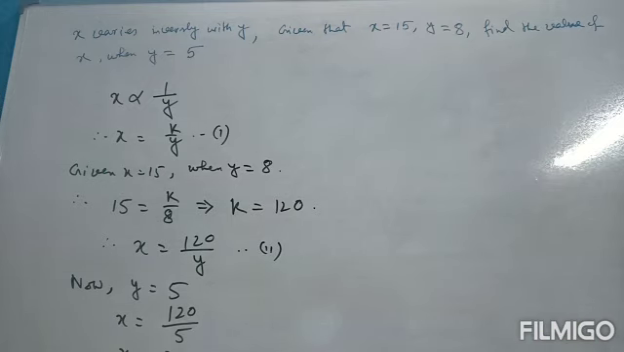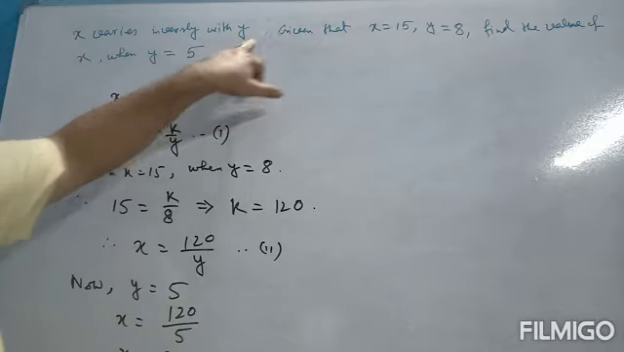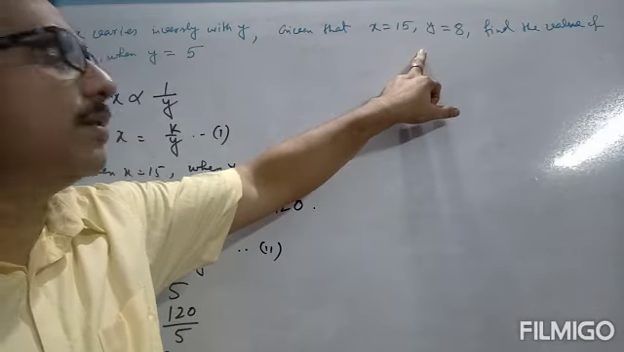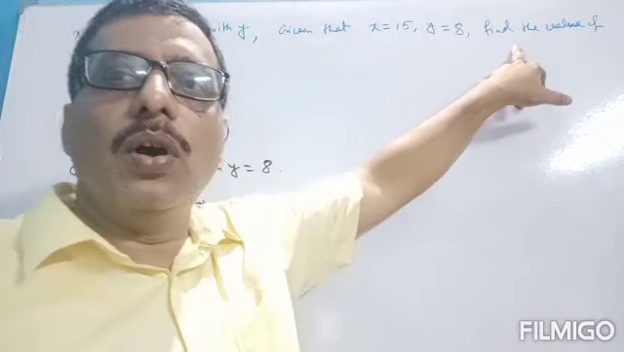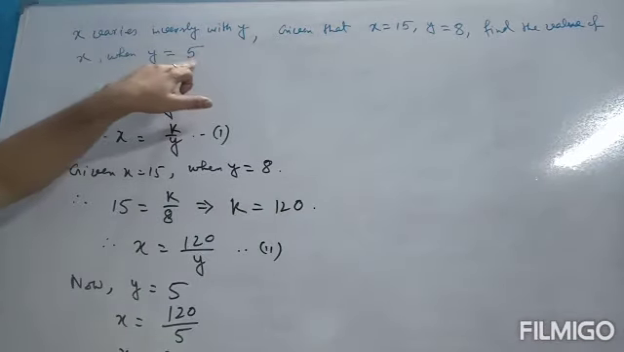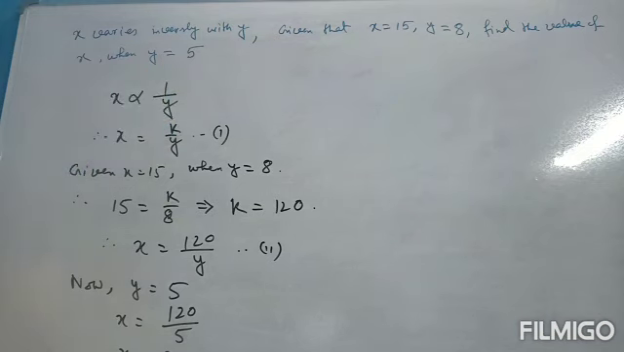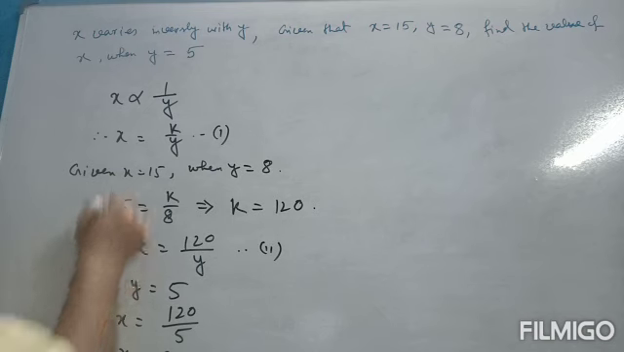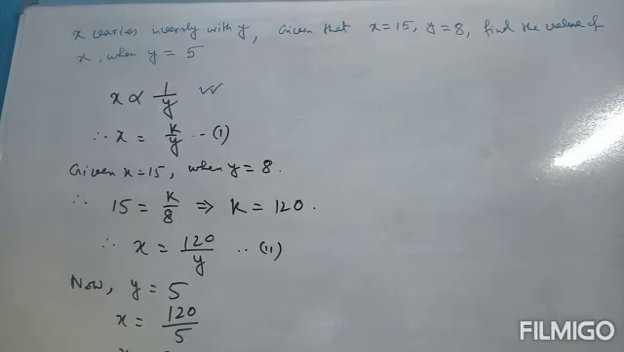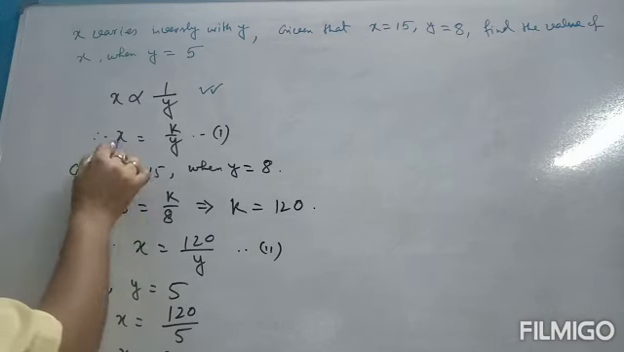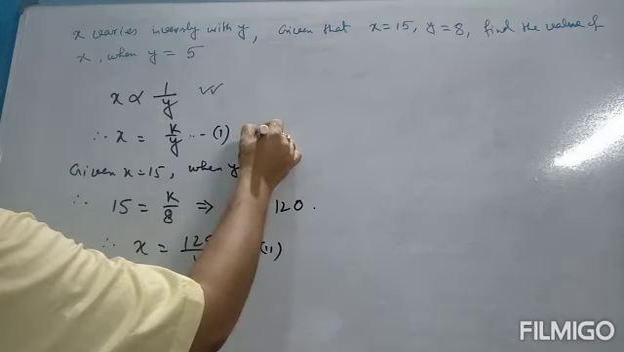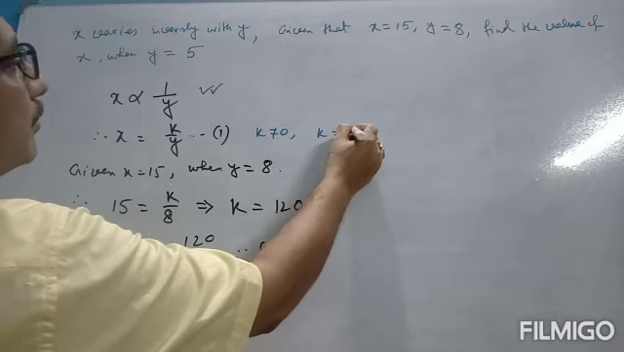The question is x varies inversely with y, given that x is equal to 15 when y is equal to 8. Then find the value of x when y is equal to 5. So x varies inversely with y, that means x varies as 1 by y from the definition of inverse variation. So we can write x is equal to k by y, k not equal to 0, constant of variation.